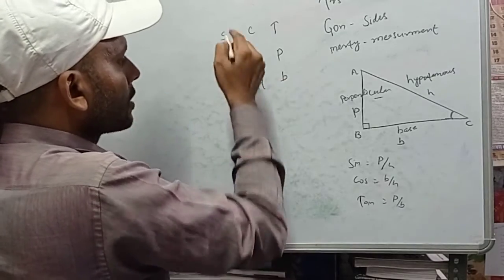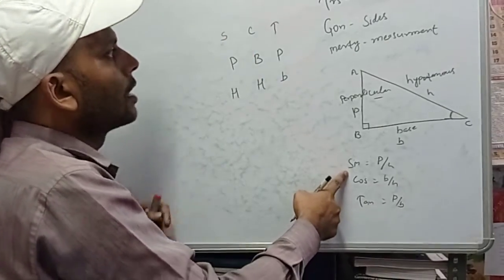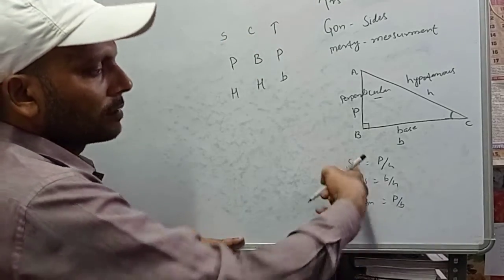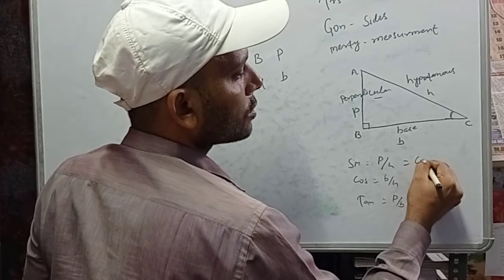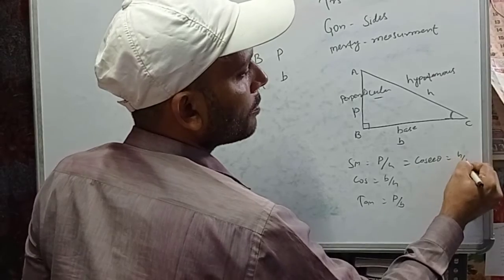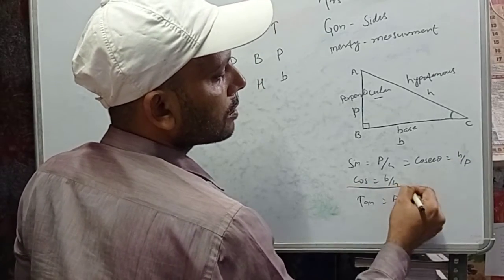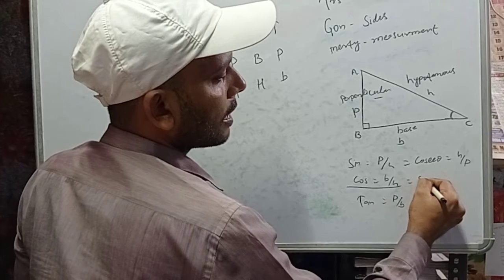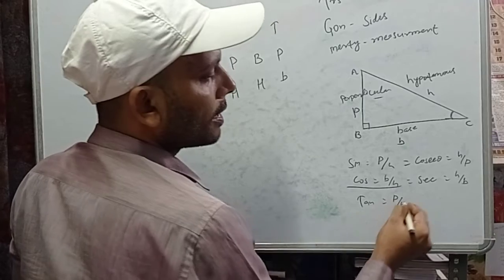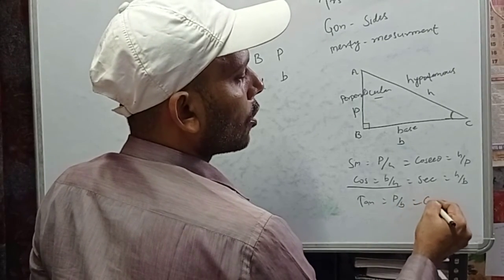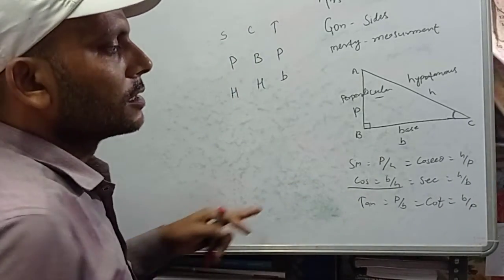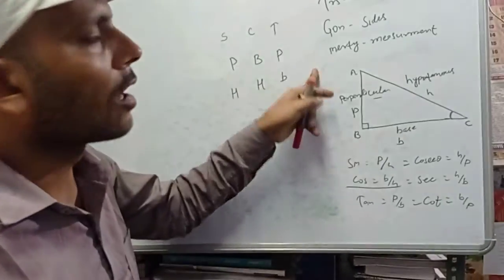So S for sine, C for cos, then T for tan. That's opposite. Sine's opposite is cosec, which is equal to H upon P. Cos's opposite is sec, which is equal to H upon B. Tan's opposite is cot, which is equal to B upon P. This formula is very important for this topic.